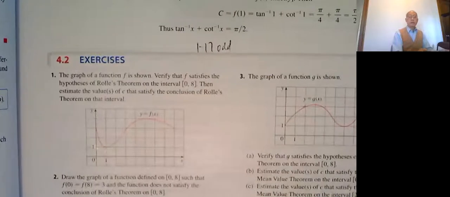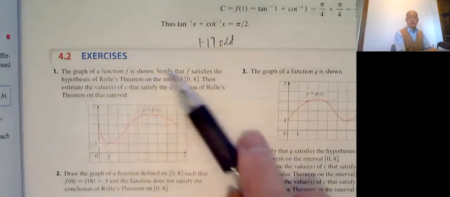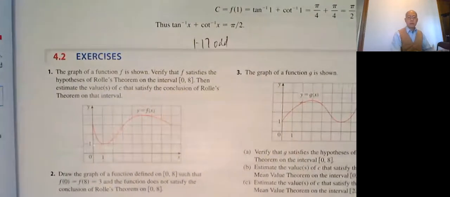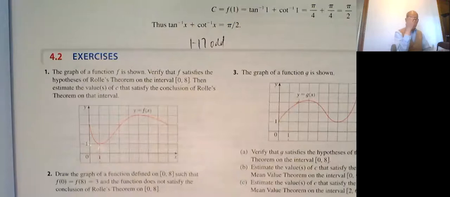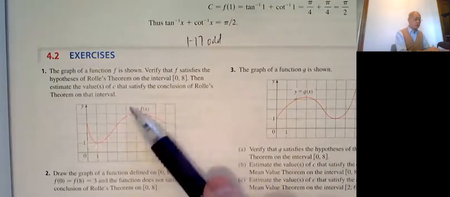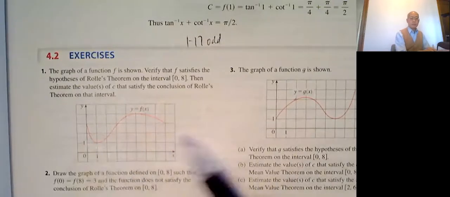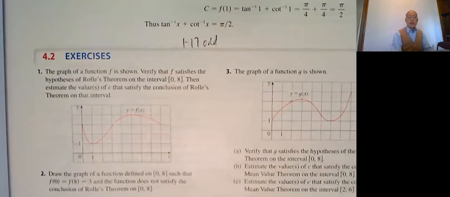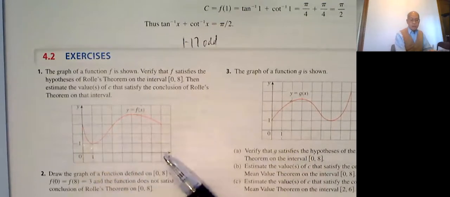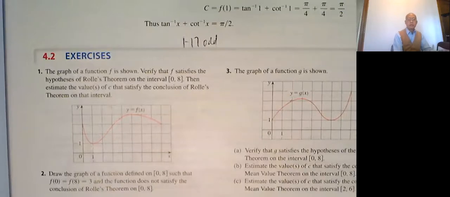So in the first problem, number 1, they give us this graph here. Verify that f satisfies the hypotheses of Rolle's theorem on the interval from 0 to 8. If we look at the graph, it looks continuous, differentiable. Differentiable means you can take a derivative, you can take a slope, everywhere you can take the slope of a tangent line between 0 and 8. And f of 0 is equal to f of 8. f of 0 is 3. f of 8 is also 3, same height. So somewhere between 0 and 8, the derivative is 0.